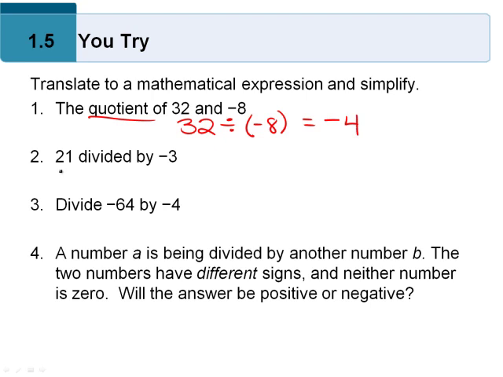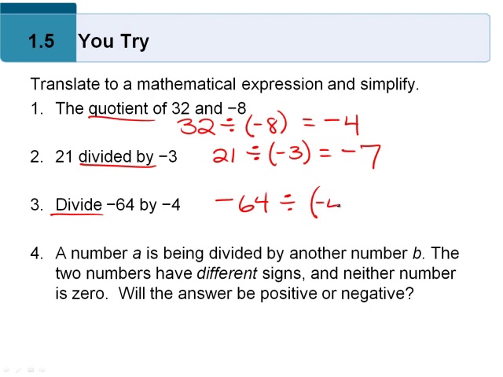All right, number 2, 21 divided by negative 3. So we write it right in order. 21 divided by negative 3. And the signs are different, so that's going to be negative 7. And number 3, divide negative 64 by negative 4. So that's right in order. Negative 64 divided by negative 4. And the signs are the same, so that's going to give you a positive 16.